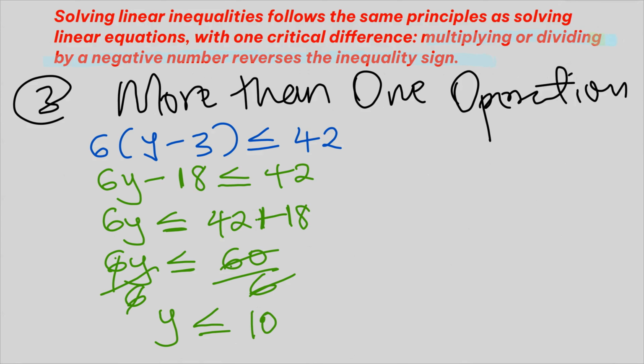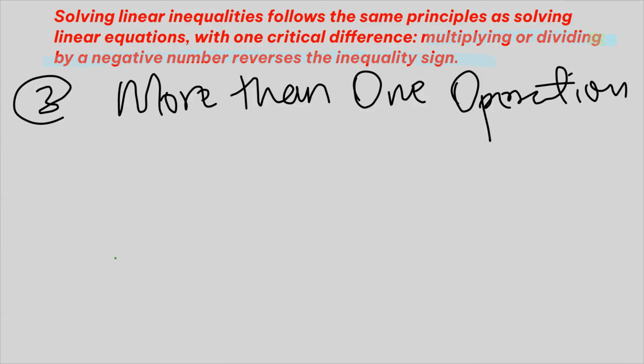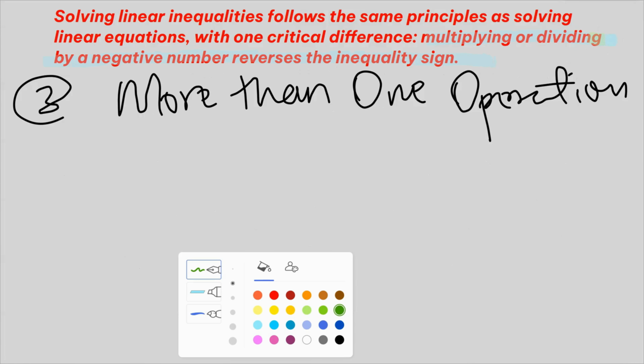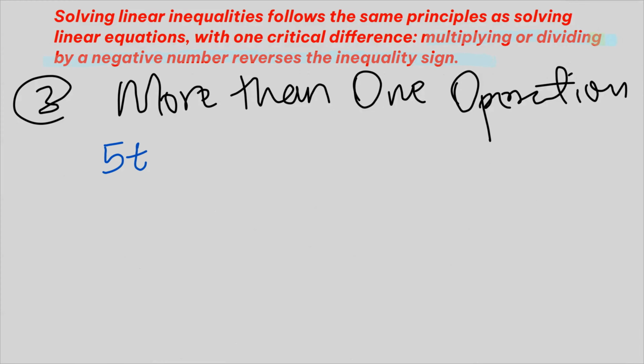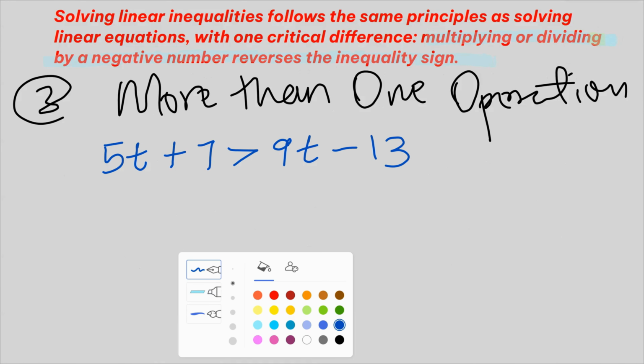And let's look at the last example. Suppose we want to solve for t. We have here 5t plus 7 is greater than 9t minus 13. So let's try to solve for this t.